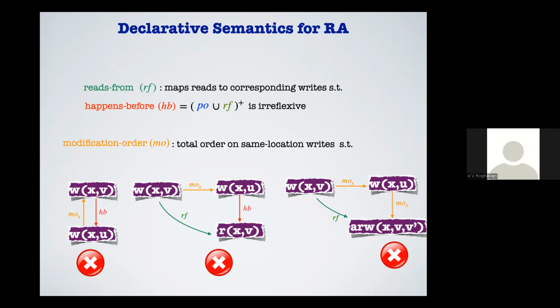Can you explain 1, 2, and 3? So the first one basically says what? I have written the value V after the value U, because the modification order goes from writing U to X to writing V to X, which means V is a later write than U. Now, the happens-before in my graph is not just one edge, it is a sequence of edges. It's a transitive closure of PO and RF. If it so happens that your PO-RF transitive closure connects the other way around, then this MO is not a consistent MO. It's not a good way to define MO. That's what the first one is.